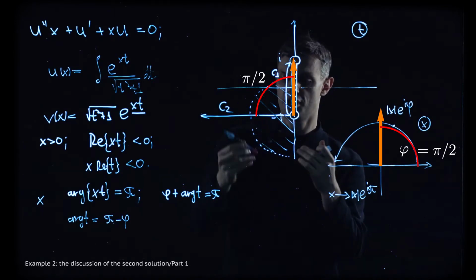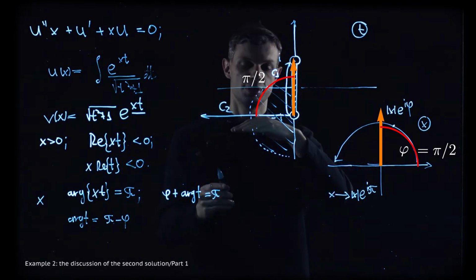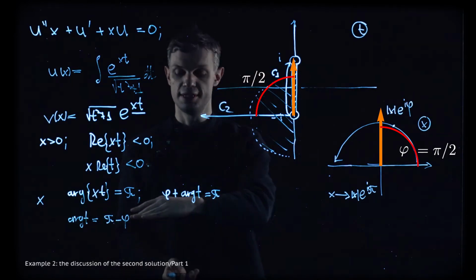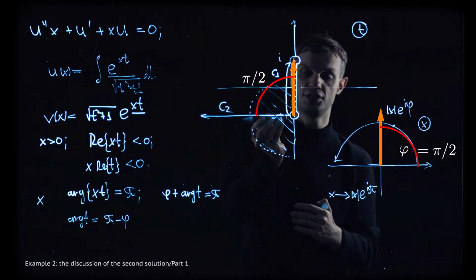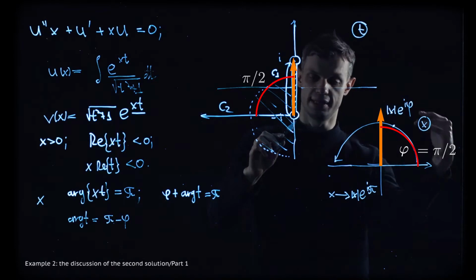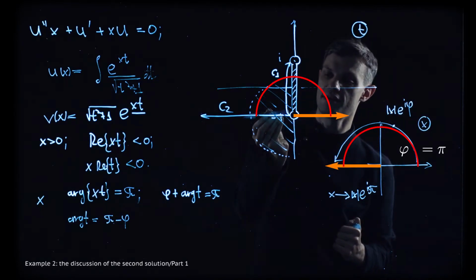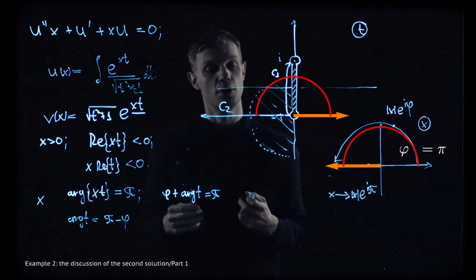So the question is, what's going to happen if phi actually exceeds pi by 2? Because if phi, for example, is equal to pi, you clearly see that the argument of t, the steepest descent direction, is 0, so it changes its sign completely. So it's the right direction, this way. So something should happen with this contour, right? And now we are going to talk about this.